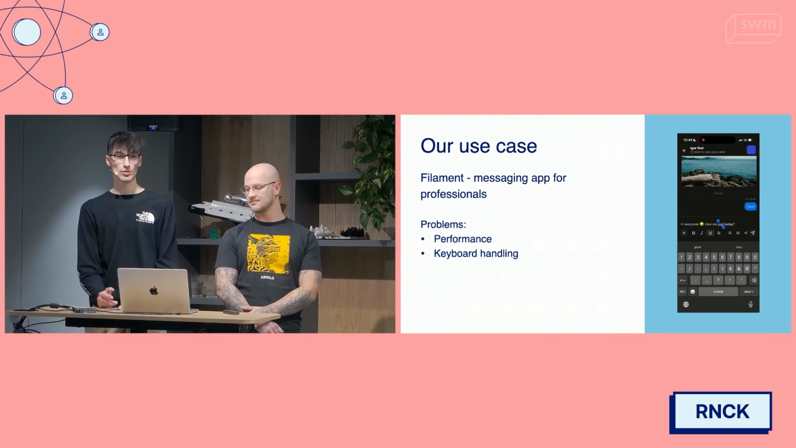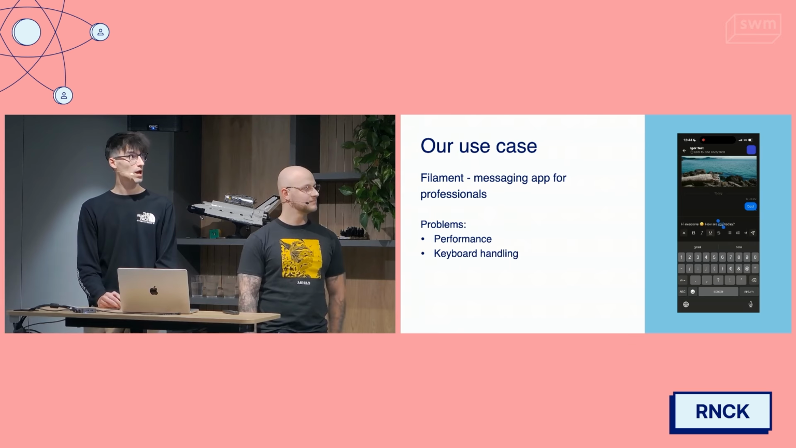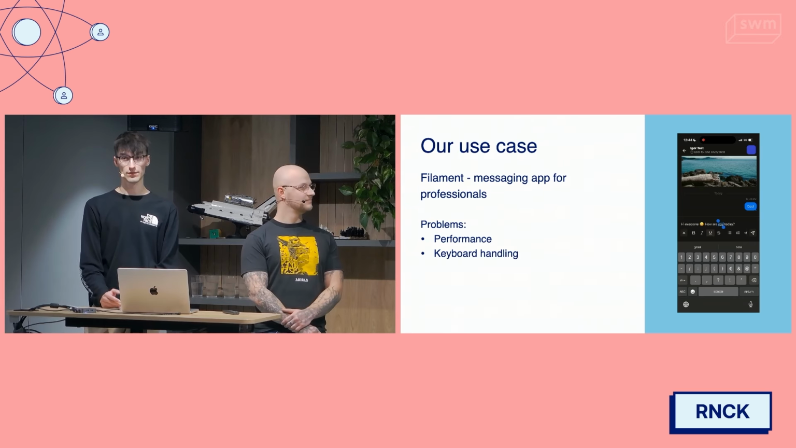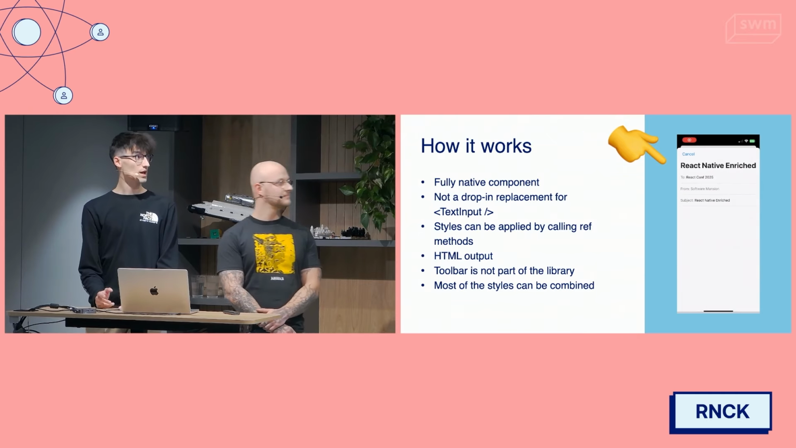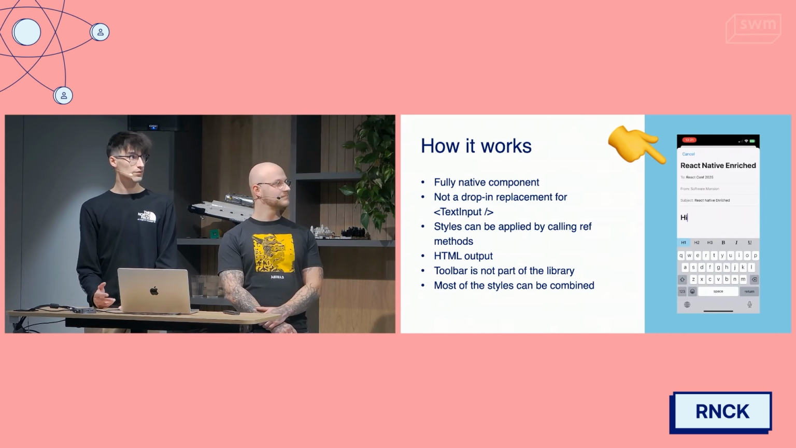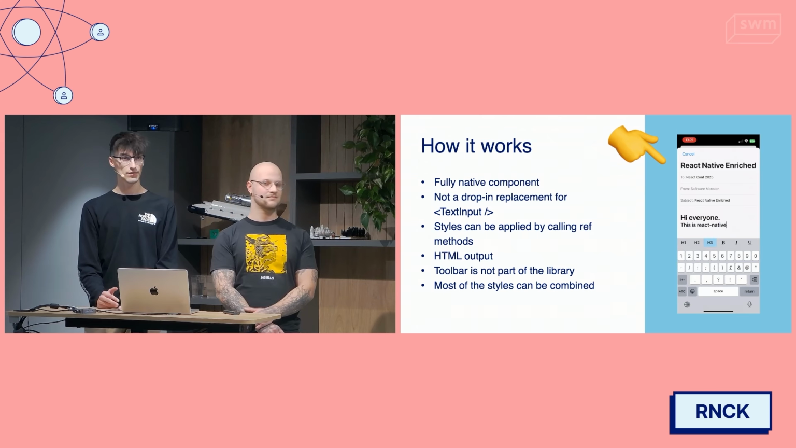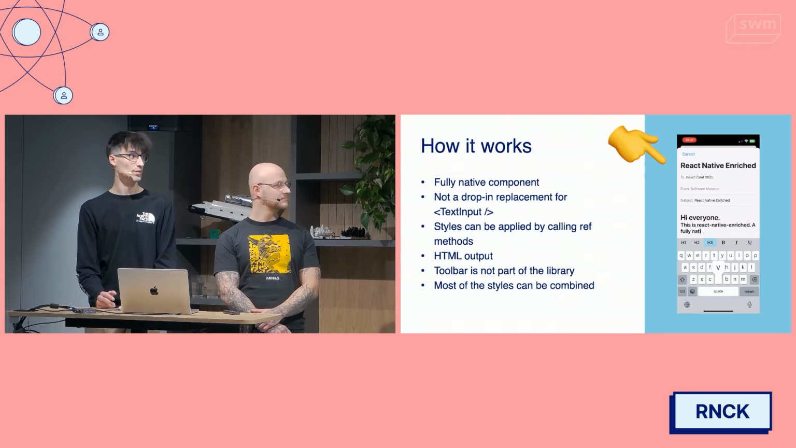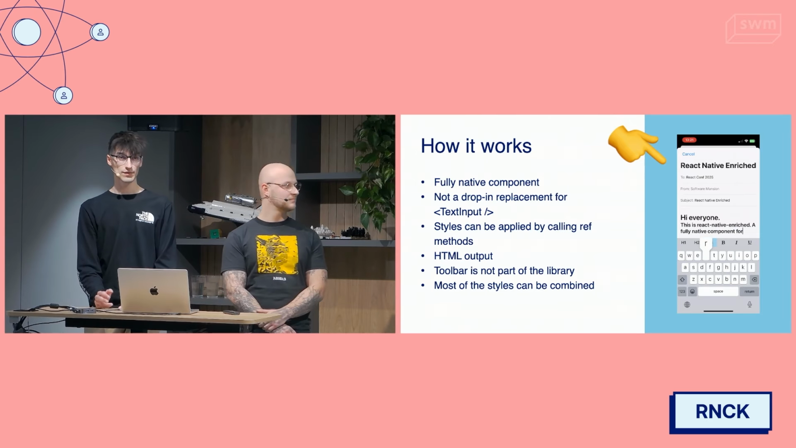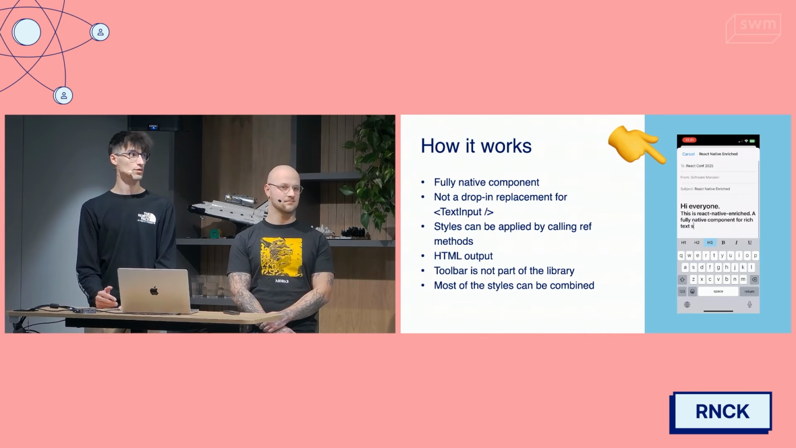So we decided that we would create a fully native solution which will solve our issues and match our use case. And this is how we created React Native Enriched. So let's see how it works in general. React Native Enriched provides an enriched text input, which is a fully native component. It's not a drop-in replacement for the text input from React Native, but some of the props should look familiar to you. Styles can be applied by calling ref methods. The output of the library is HTML, so it includes not only text content, but also all of the information about styles, so you can process it or save it later.